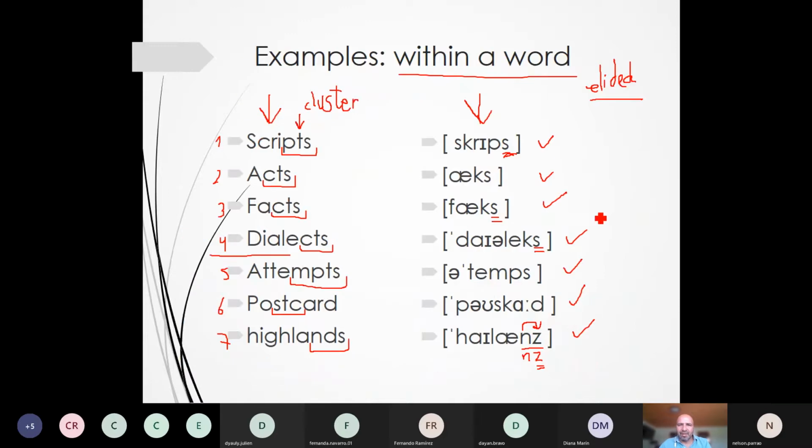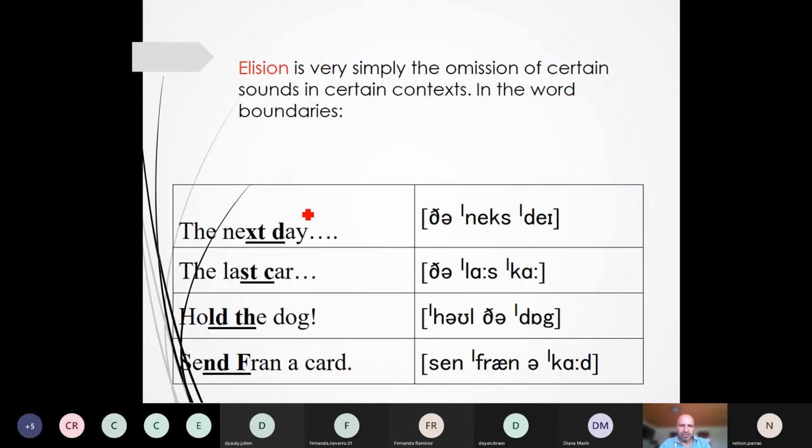So elision can happen within a word, right? Scripts, acts, facts, all of these are one word. Now, what if we get two words? It also may happen between word boundaries, right? Like the boundary between these two words. And I have four examples here.